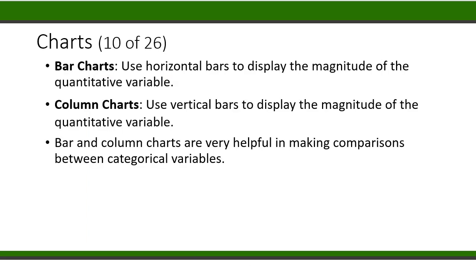The next type of charts we want to talk about are bar charts, and these are horizontal bars that show you the magnitude of the quantitative variable you're looking at. So the only way you're going to show a bar chart is to have some kind of number associated with that data point. You can also have column charts, which are vertical bars to display, again, the magnitude of that quantitative variable. So just keep in mind that when you use bar charts and column charts, you're typically going to make a comparison between categorical variables.